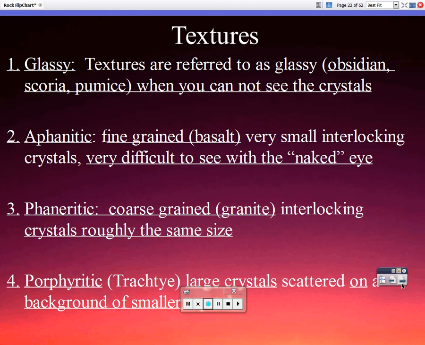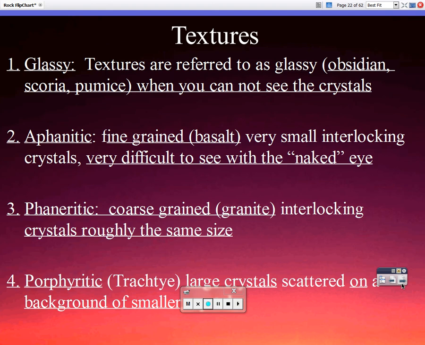Copy what's underlined. We have glassy. Glassy texture is not necessarily what you think of. It is not like window glass. Glassy texture is just when you cannot visibly see the crystals. Obsidian, scoria, and pumice are all glassy.